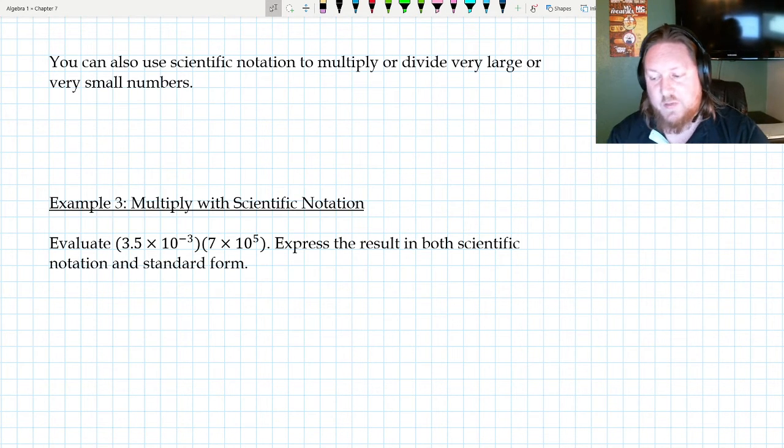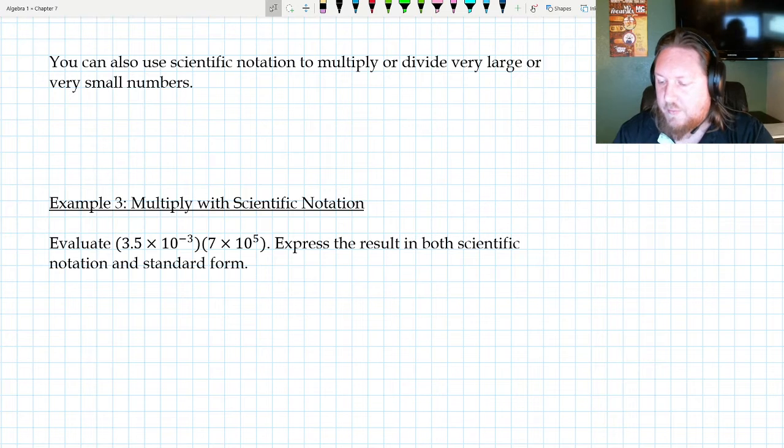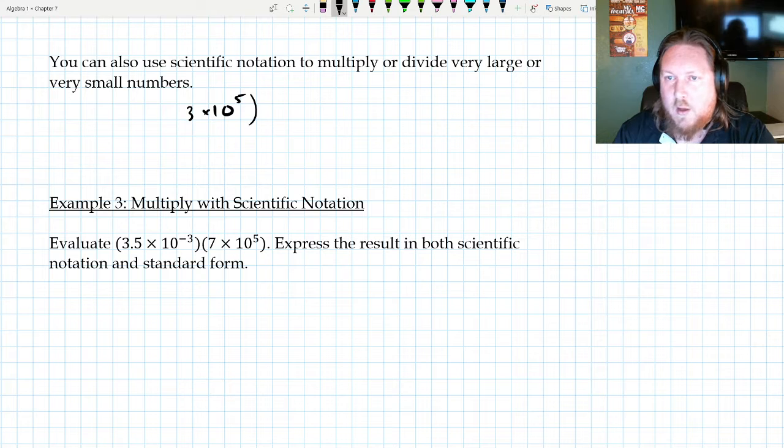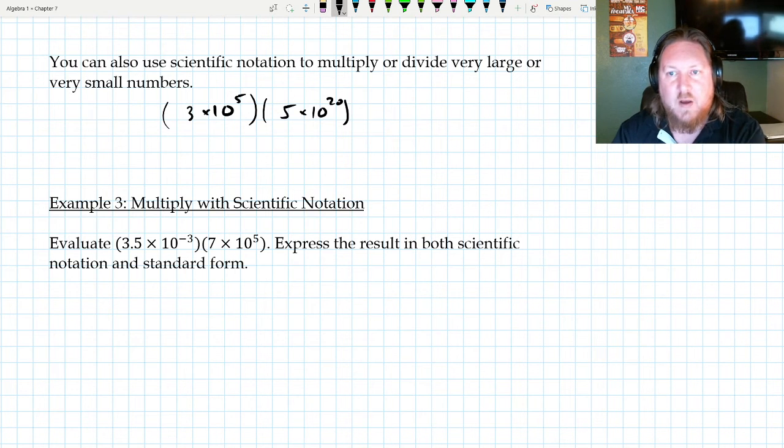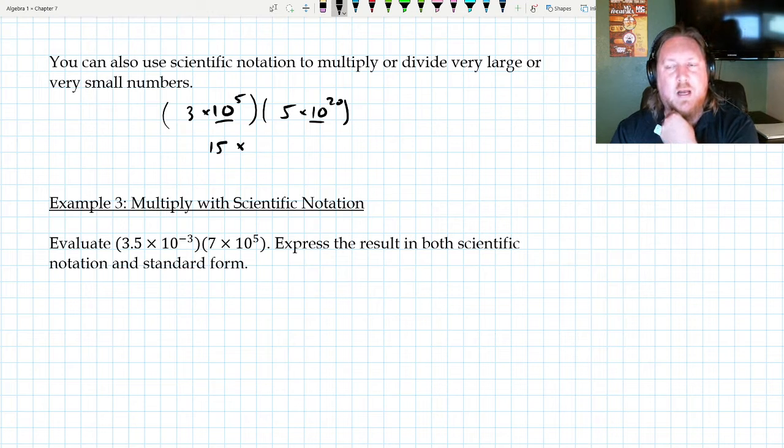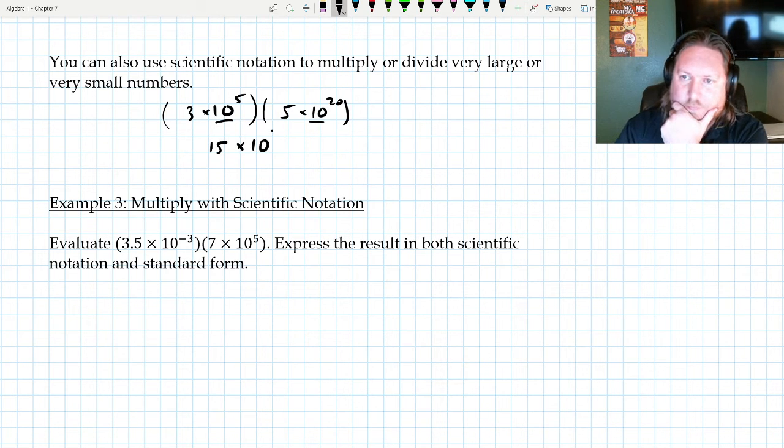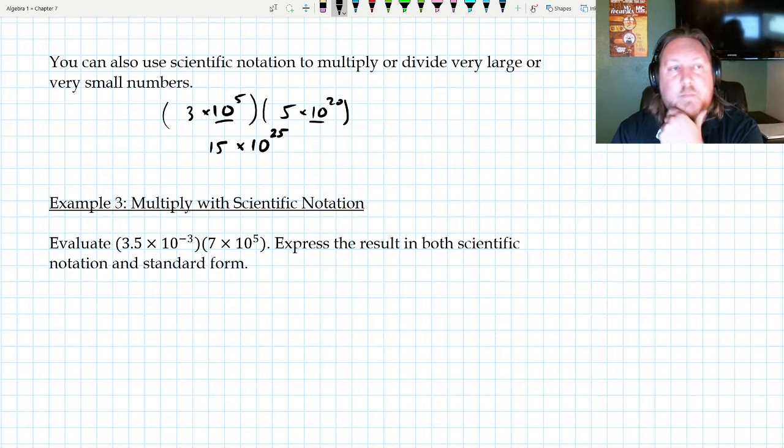You can also use scientific notation to multiply or divide very large or small numbers. Like if I have 3 times 10 to the fifth times 5 times 10 to the 20th. Well, 3 times 5 is pretty easy. That's 15. 10 to the fifth times 10 to the 20th. If only we had just learned a rule about how to multiply things with the same base. It seems like we might have one of those. I think you add the exponents together. 10 to the 25.